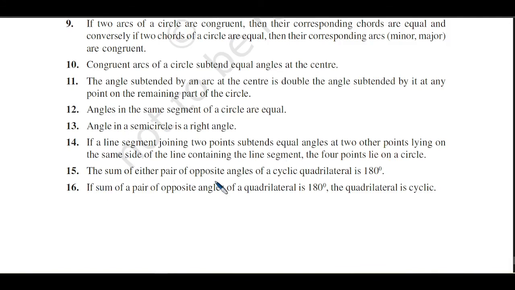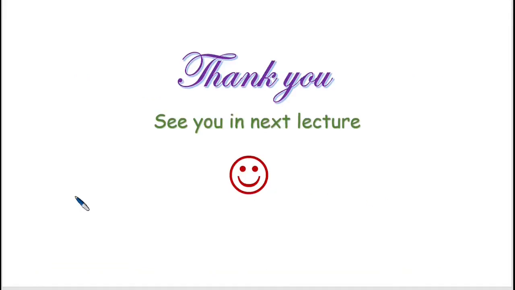The sum of either pair of opposite angles of a cyclic quadrilateral is 180. This also we saw. And if the sum of a pair of opposite angles of a quadrilateral is 180, the quadrilateral is cyclic, the vice versa. So we have finished the chapter on circles.